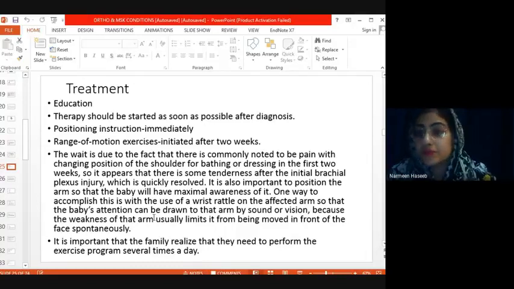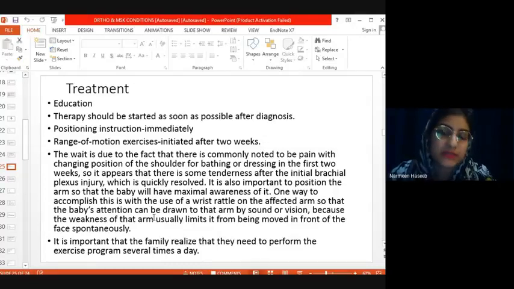So, why do we wait for 2 weeks? We wait for 2 weeks because usually it is noted that there is commonly pain with changing of the shoulder for bathing or dressing in the first 2 weeks. So it appears that there is some tenderness after the initial brachial plexus injury, which is quickly resolved.